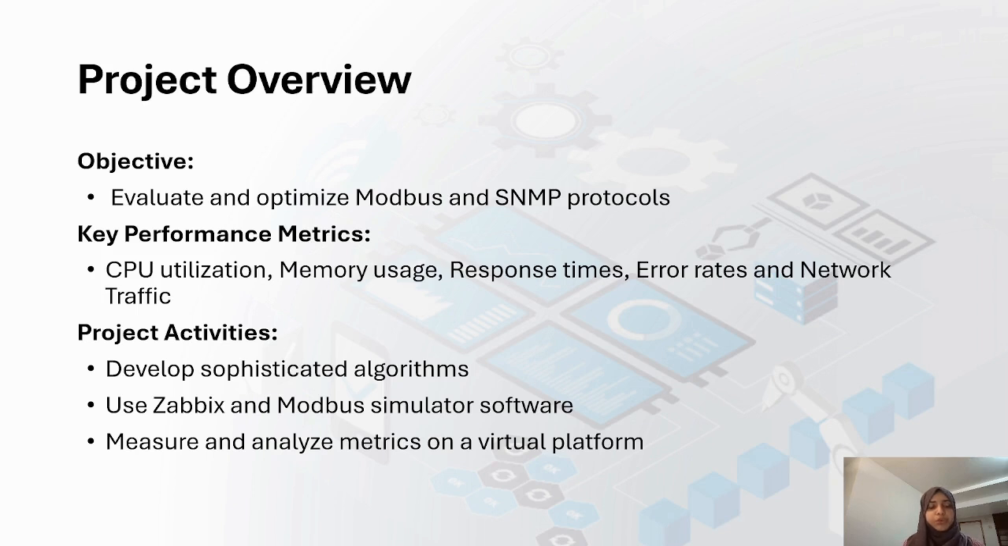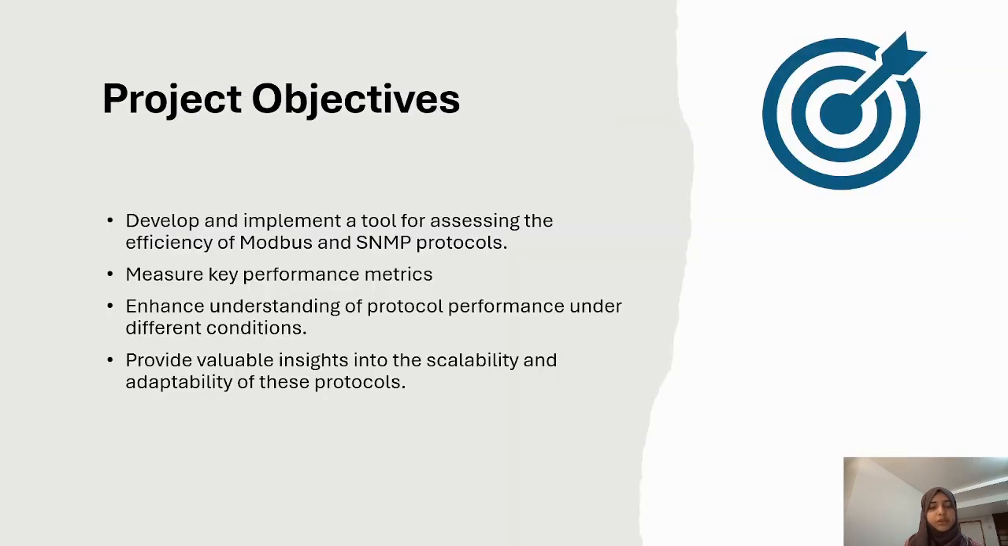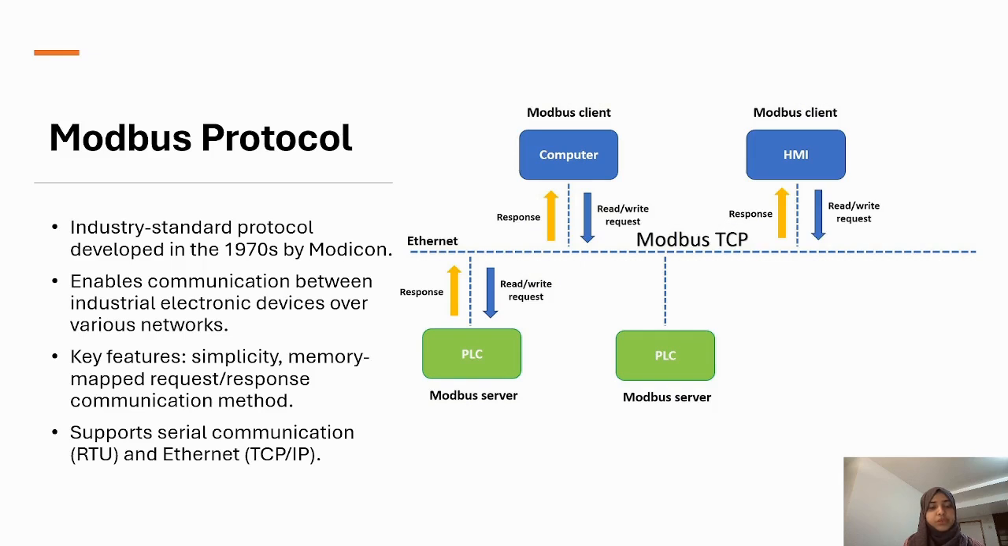The primary objective of this project is to measure and analyze performance metrics such as CPU utilization, memory usage, response time, and network traffic. As a part of the project, we have developed sophisticated algorithms and we have used tools like Zabbix and Modbus simulator software to simulate real-world network conditions. Our project underscores the importance of network monitoring in maintaining optimal performance and preventing issues in both industrial and IT environments. We have used two protocols.